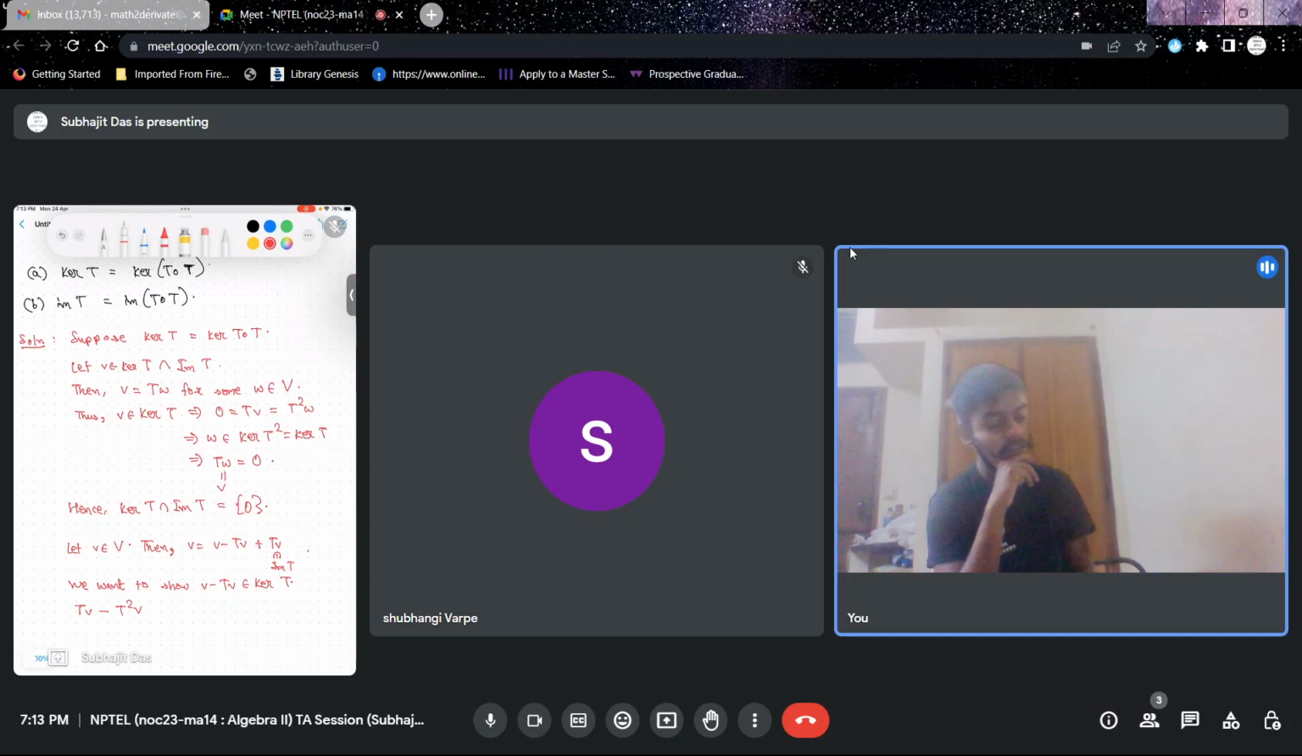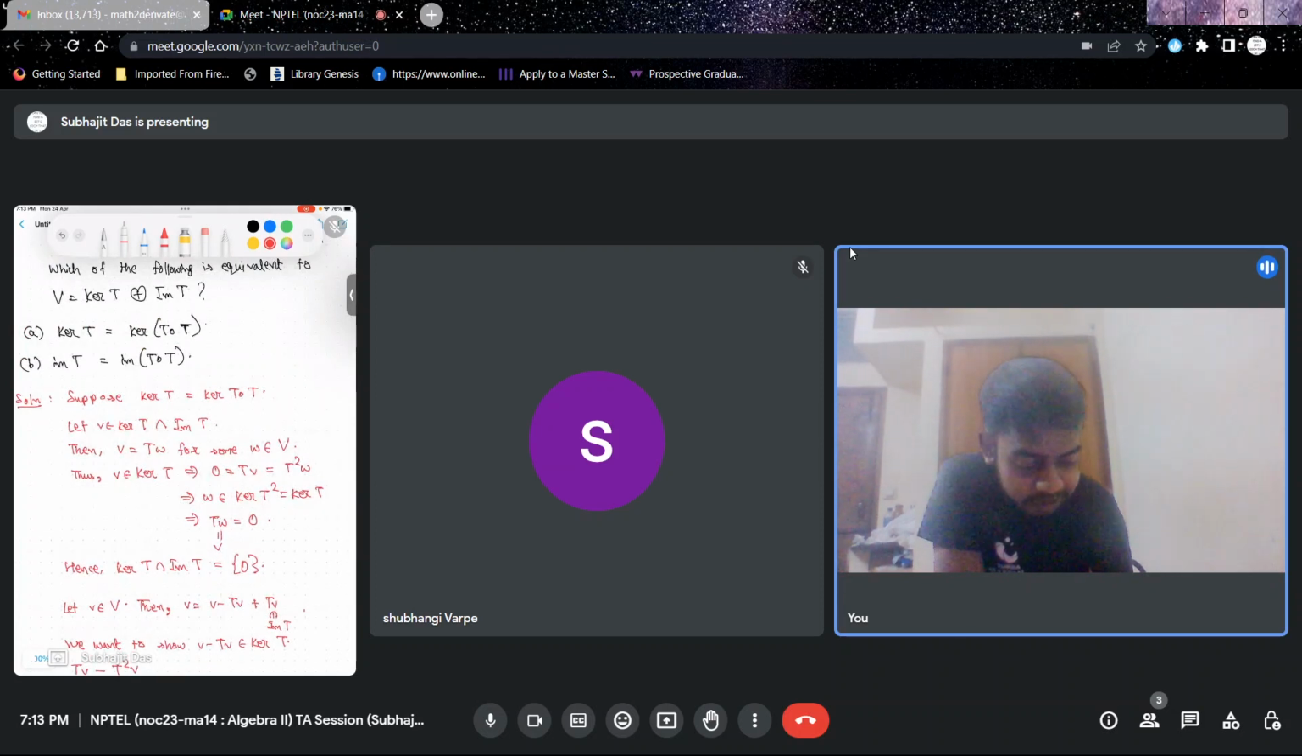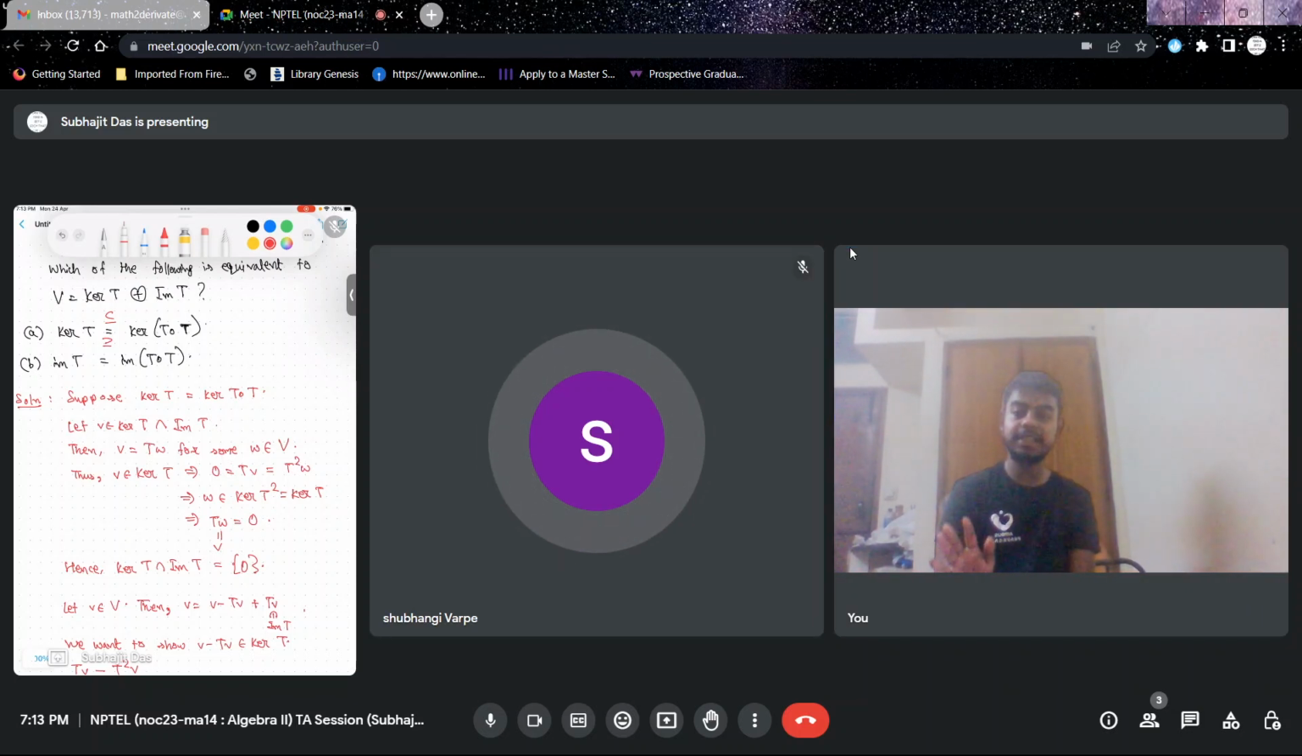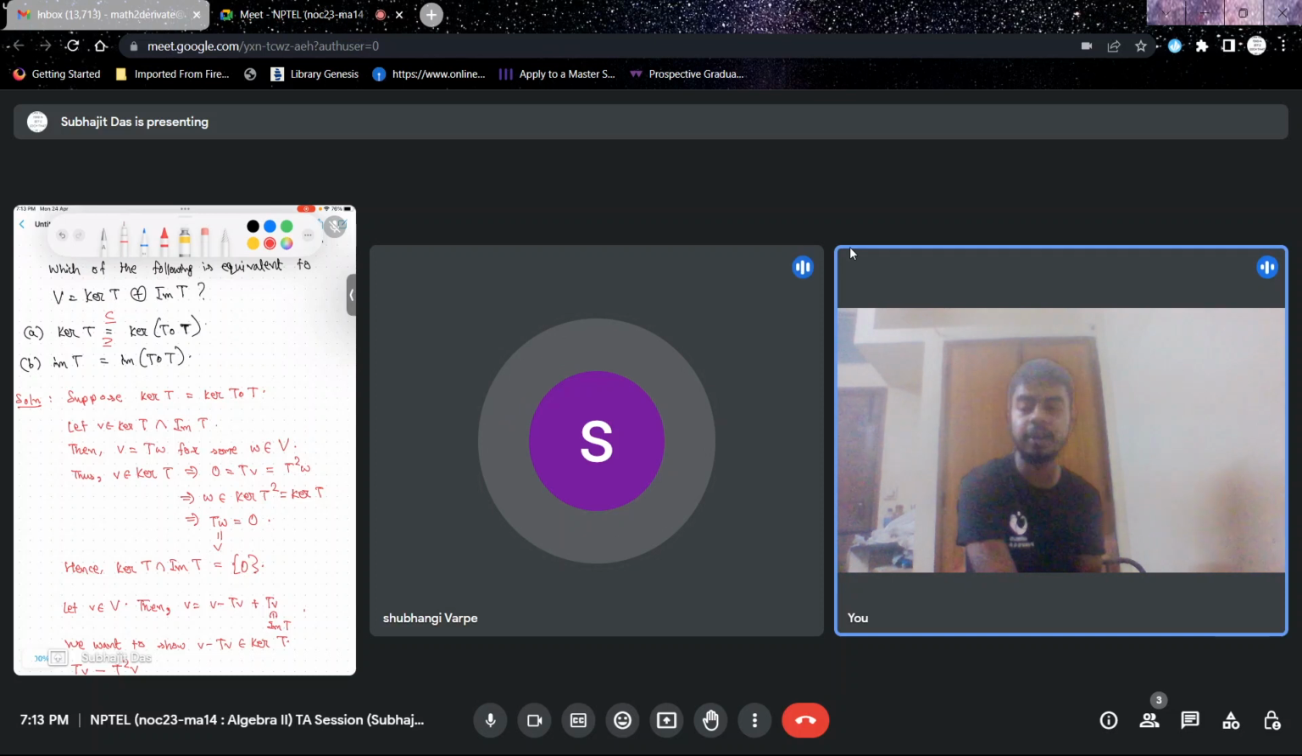Okay, if the kernel of T is the kernel of T squared, can we not say something more? So certainly, by the way, Shubhangi, which of these two inclusions is correct? Is the kernel of T always contained in the kernel of T squared, or is the opposite inclusion always correct? In general, is the kernel of T contained in the kernel of T squared, or the kernel of T squared contained in the kernel of T?